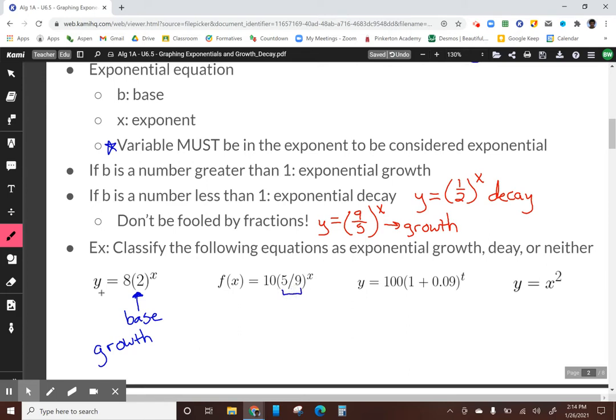Now, sometimes it can be a fraction, sometimes it can be a decimal, sometimes it can be an expression like 1 plus 0.09. Well, you can simplify this to 1.09, and that, of course, is greater than 1. So that is going to be exponential growth. And then, like I had mentioned before, just because an equation has an exponent doesn't necessarily make it an exponential equation. Y equals x squared has an exponent, but the variable is not the exponent. So this is not exponential growth, nor is it exponential decay. If you want a little look into your future, that is a quadratic equation, and we deal with that in Unit 8. So now that you can recognize exponential equations and differentiate between exponential growth and exponential decay, let's look at what the graphs represent visually.